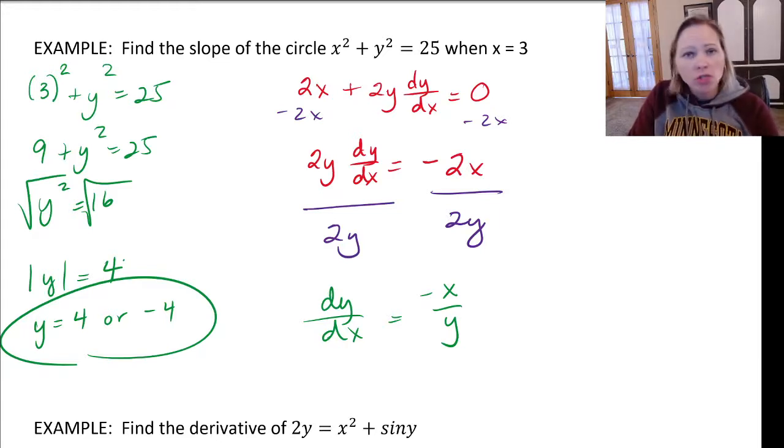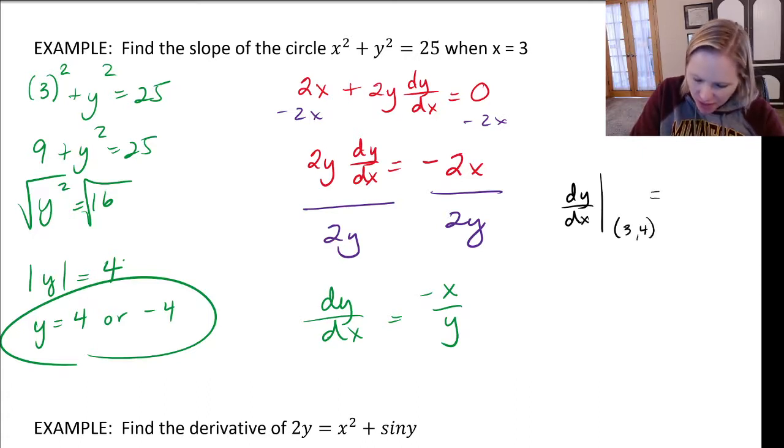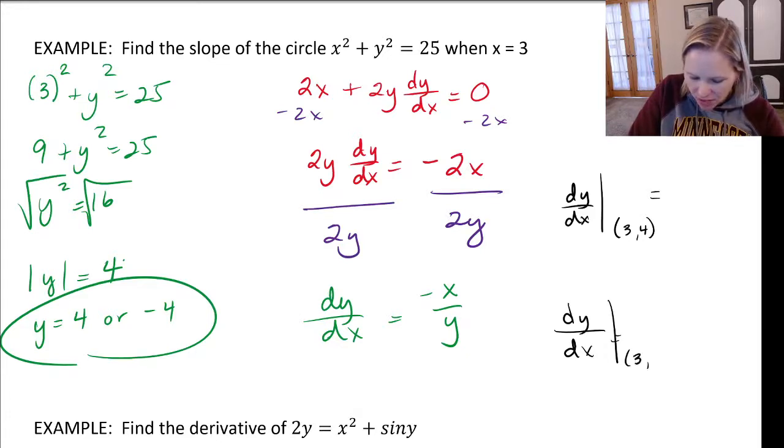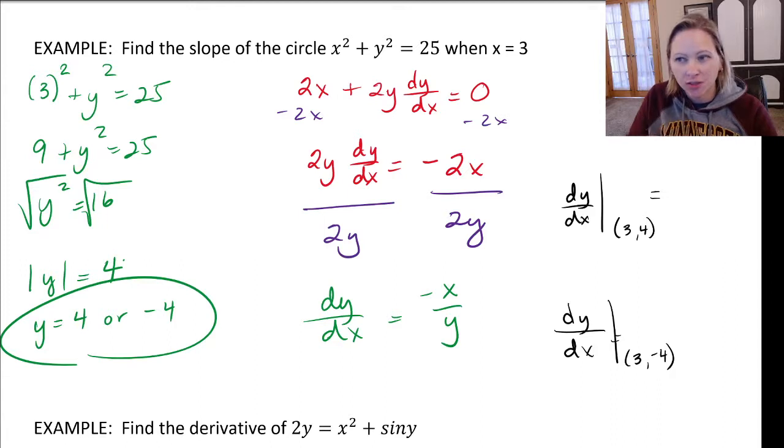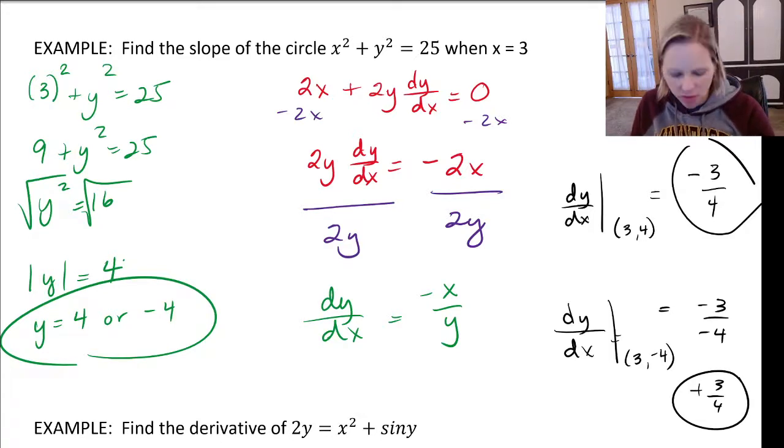But there are going to be two slopes to this circle, because when x is 3, there's going to be two different options. So let's find out what the two slopes are real quick. So dy/dx, we're going to evaluate one at the point (3, 4), and then we're going to have to find it again at (3, -4). So we're evaluating two different slopes. So here we go. It would be negative x over y, so negative 3/4, or negative 3 over negative 4, or just positive 3/4. So we have negative 3/4 and positive 3/4 as the two slopes of the lines.